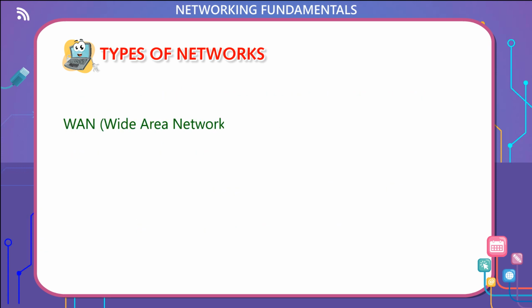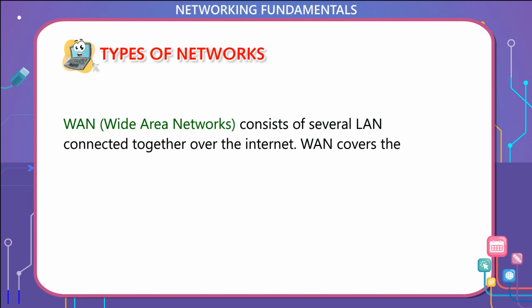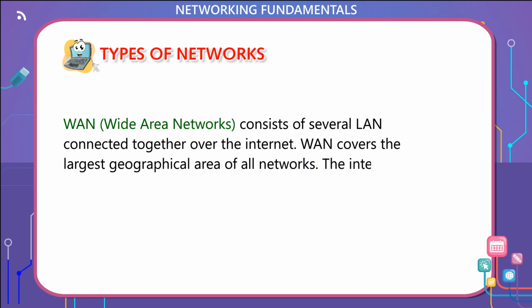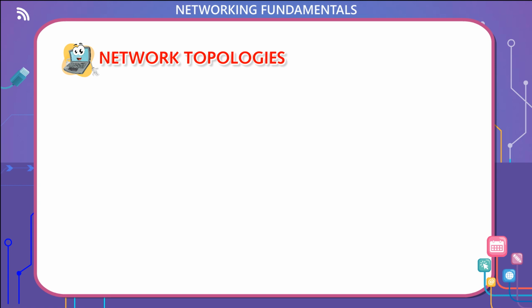WAN, wide area networks, consist of several LANs connected together over the internet. A WAN covers the largest geographical area of all networks. The internet is an example of a WAN that covers the entire world. Network topologies. LAN network topology.